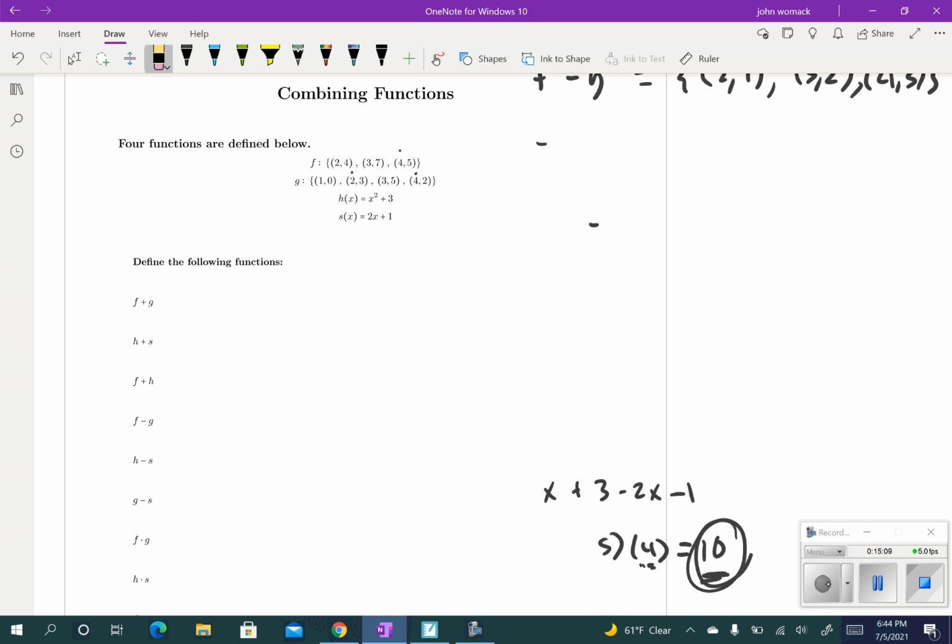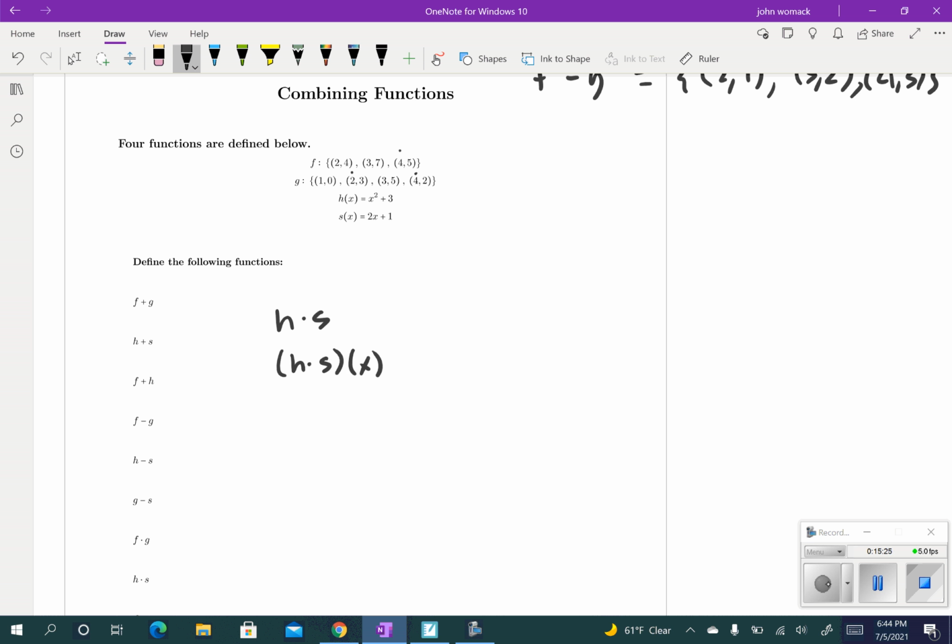Just erasing all this junk up here to get out of the way. Okay, so let's go down to that h times s. So I'm gonna put it up here, h times s, which just like before really means h times s of x. Which really means I'm gonna take what h of x is and times it by what s of x is. That's all it means. I think this makes a lot more sense when I write it this way. Well, let's see, what is h of x equal to? That's x squared plus 3. What is s of x equal to? That's 2x plus 1. And that's really my answer.